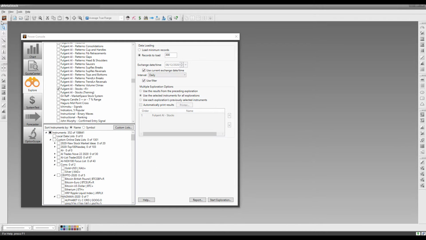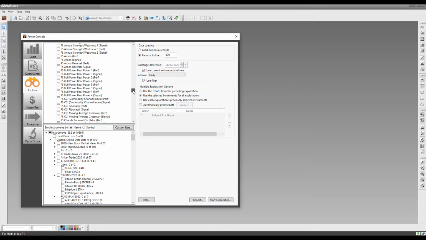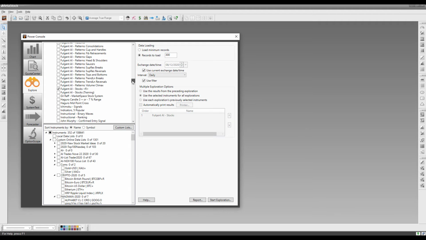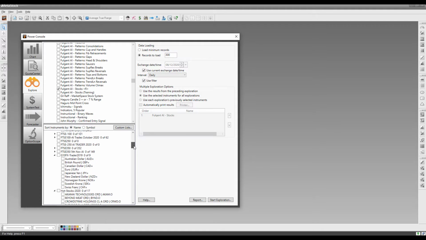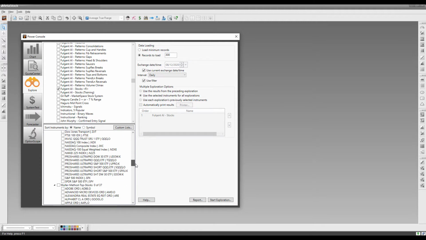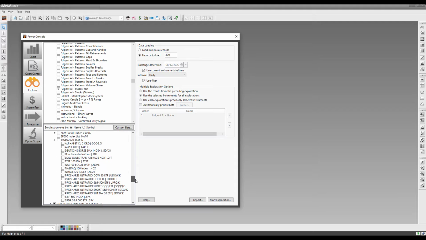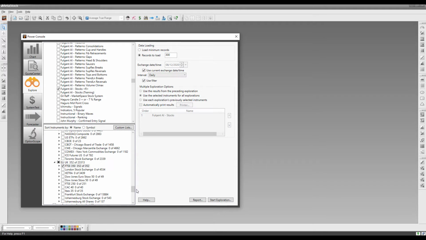So I've got the Metastock platform open, Fulgent AI search engine is selected. You can see there's quite a lot of other strategies inside the Metastock platform, but for today's presentation we focus on Fulgent AI. And I'm scrolling down to find the FTSE350 stocks. I have them selected. Just making sure I've got nothing else selected. Right here at the bottom, there we go.